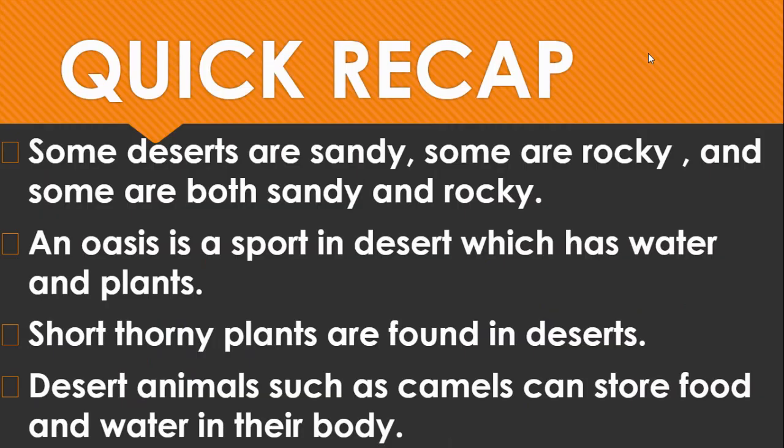Now let's have a quick recap. Some deserts are sandy, some are rocky, and some are both sandy and rocky. An oasis is a spot in desert which has water and plants. Short thorny plants are found in deserts. Desert animals such as camels can store food and water in their body.